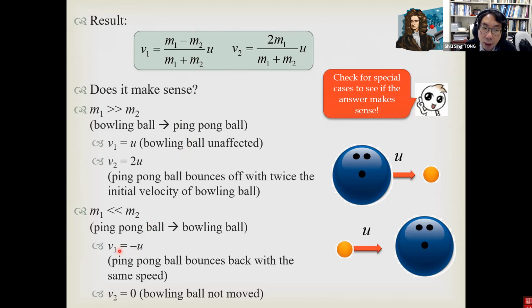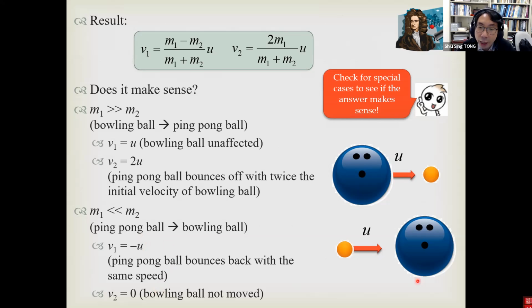So that means after the collision, the ping pong ball simply reverses its velocity. The velocity magnitude doesn't change, the speed doesn't change, but the velocity changes direction. So it's just like the ping pong ball colliding with a wall. Because the bowling ball is so heavy, the ping pong ball simply bounces back at the same speed, and the velocity simply changes direction. Okay, so that is the physics.